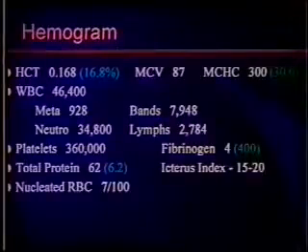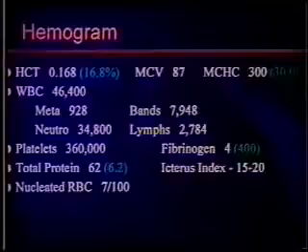And if you look at the breakup of her white cells, her neutrophils are 34,800, and she has a left shift of band neutrophils near 8,000 and metamyelocytes even near 1,000. Her lymphocyte count is normal. Her platelet count is just fine at 360,000. Her fibrinogen is a little bit elevated, and her total proteins are within the normal limit at 6.2. You can see her icterus index is high, though, at 15 to 20, and she's got nucleated red blood cells in her peripheral blood.